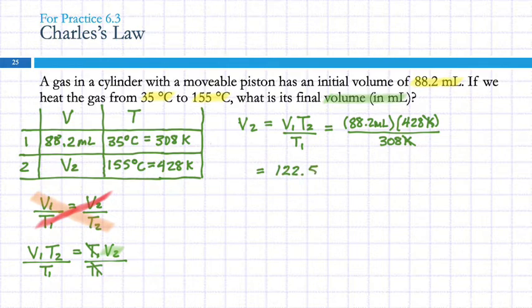How many sig figs should this answer have? 3. Because this temperature has 3. We don't just look at what was given, because sometimes those temperatures especially will change. But all of these have 3, so we should have 3 sig figs. The unit is milliliters, because that's the only thing that didn't get canceled out. And so rounding that to 3 significant figures, 123 milliliters.